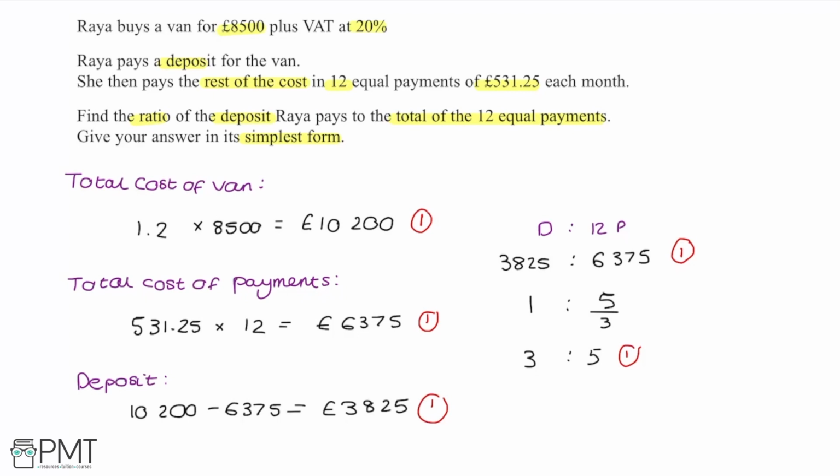So the way that we've laid this question out, giving a little more detail on what we're doing at each stage of the working, writing down what we're calculating, has been really helpful in showing where we got all of the marks here and how it came together to give us this full answer of 3:5.